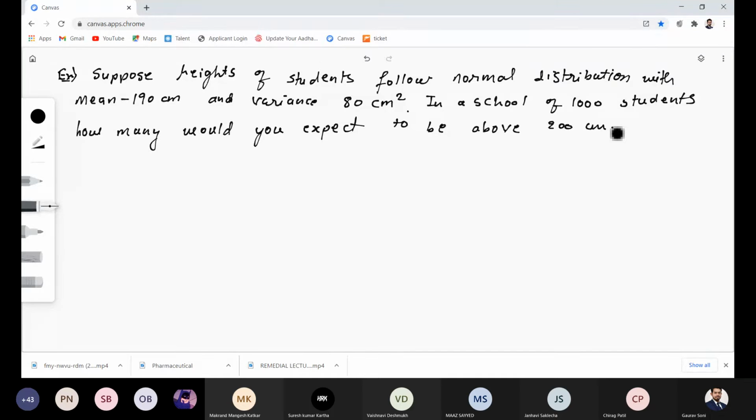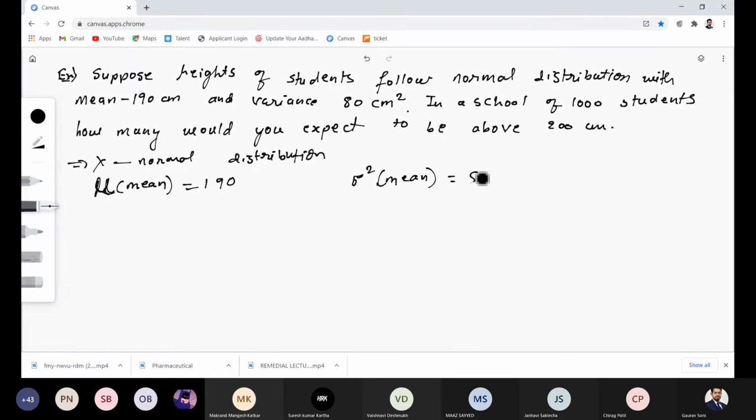So first of all, I will have to find the probability that when I choose one student out of these 1000, he will have height more than 200 centimeters. What things are given to us? The first one, X follows normal distribution with mean mu, which is 190. Variance sigma square is 80. So this will imply that the standard deviation sigma is under root 80.